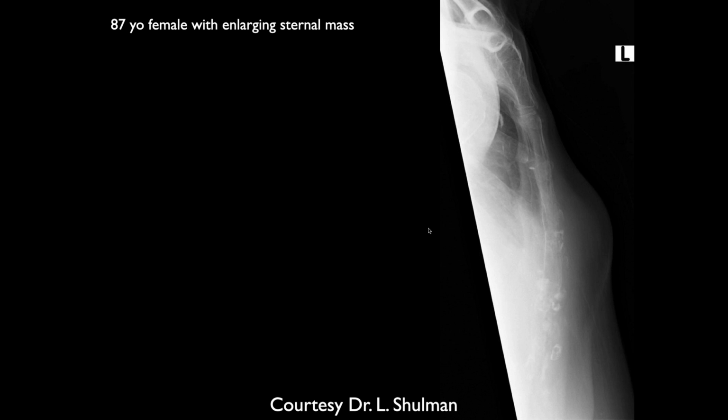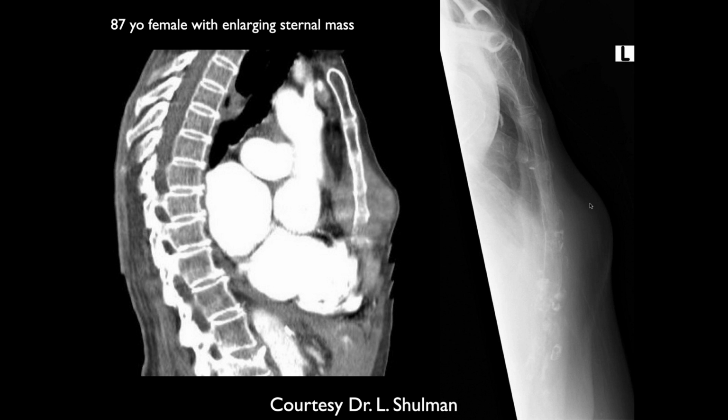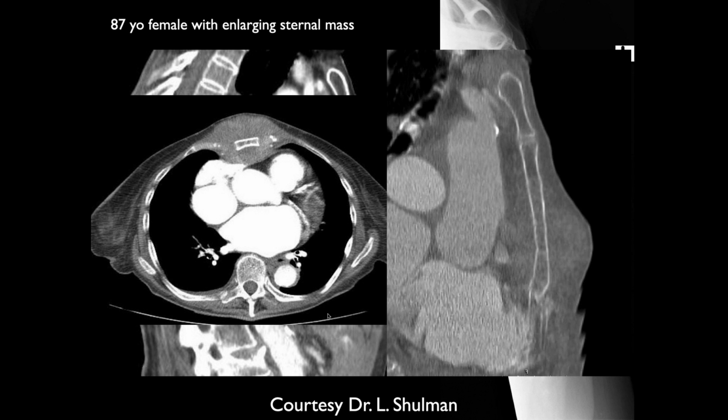John. Okay, so 87 female with enlarging sternal mass. So we see this kind of soft tissue density projecting off the sternum. The sternum itself, I'm wondering if there's actually some lucency in the radiograph. Okay, so now on CT, it's fairly sclerotic. It looks like there might be a break in the cortex, and there's this pretty large soft tissue mass just kind of surrounding and engulfing the sternum, causing some mass effect on the anterior mediastinum structures.